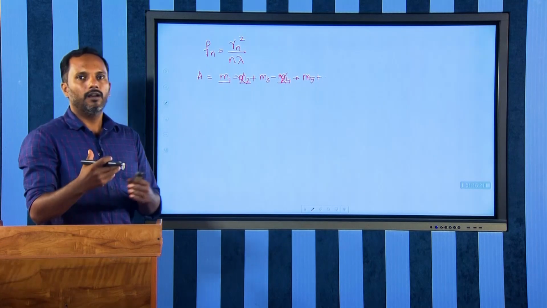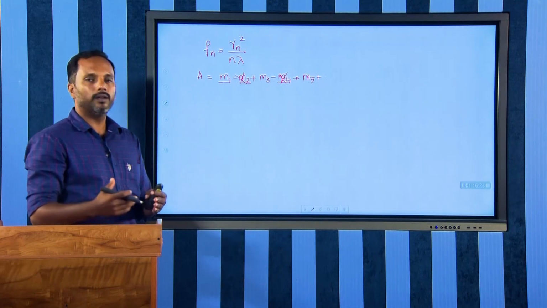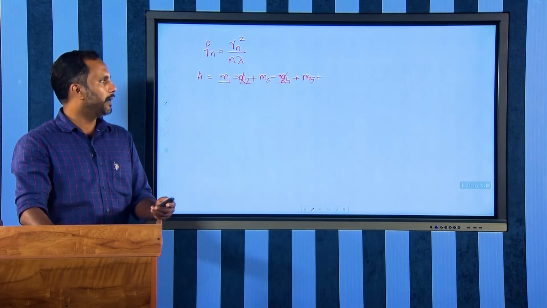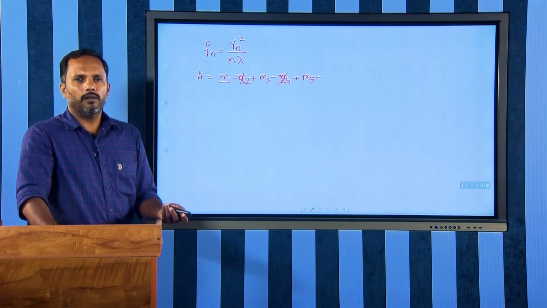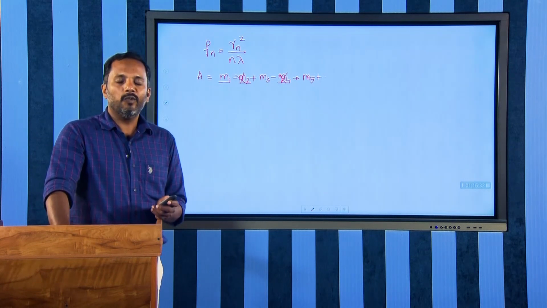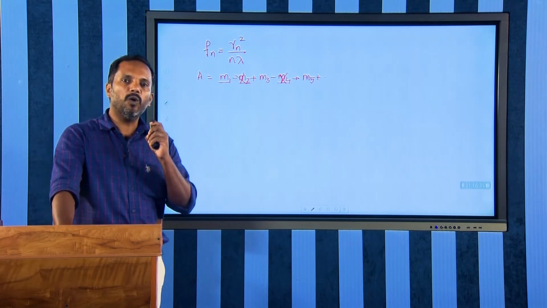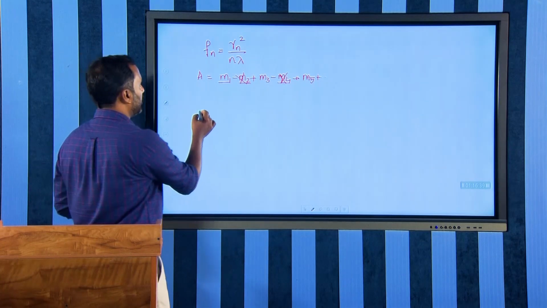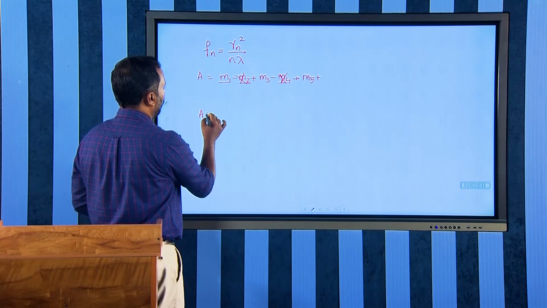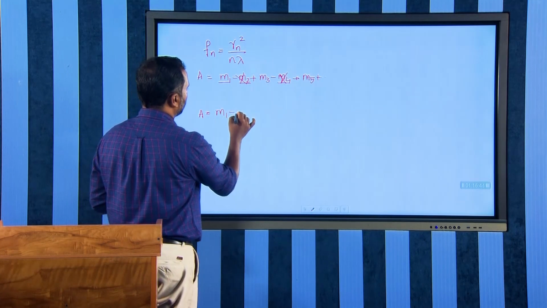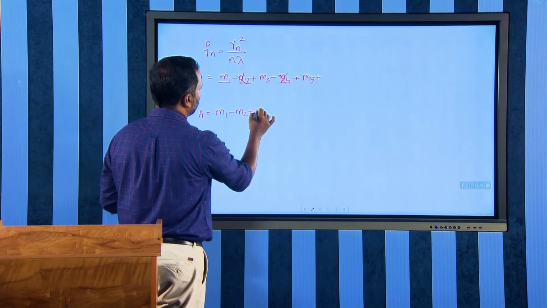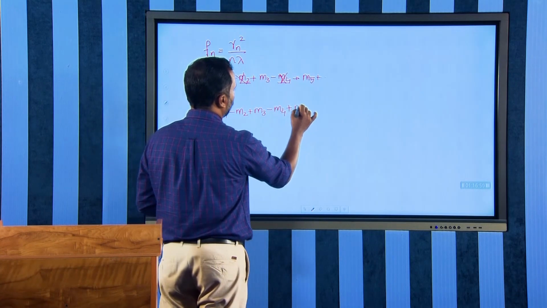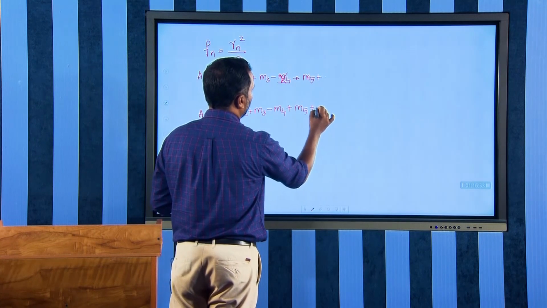That means the amplitudes are getting added up. Remember, n is supposed to be an odd number. Now, what happens when the whole wavefront is unobstructed? The equation should be in this way: A is equal to m1 minus m2 plus m3 minus m4 plus m5, etc.